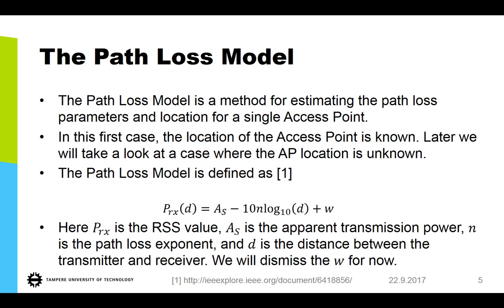The path loss model is a method for estimating the path loss parameters and location for a single access point. In this first case, the location of the access point is known. Later we will take a look at a case where the access point location is unknown. The path loss model is defined as written here. Here P is the received signal strength value, A_S is the apparent transmission power, N is the path loss exponent, and D is the distance between the transmitter and the receiver. The W stands for noise, but we will dismiss the W for now.